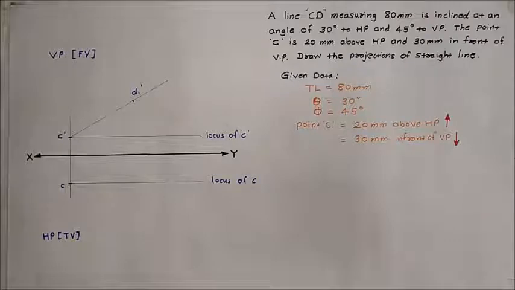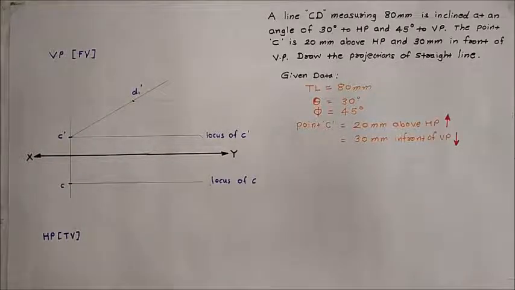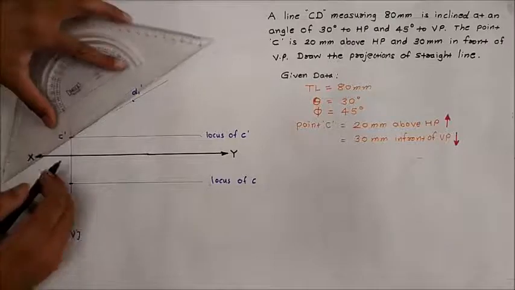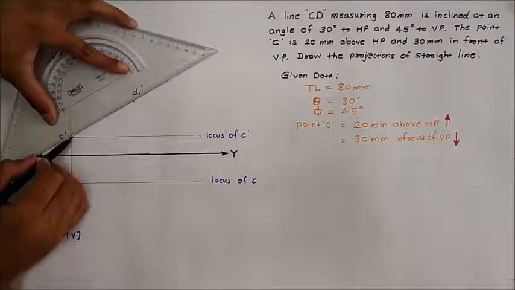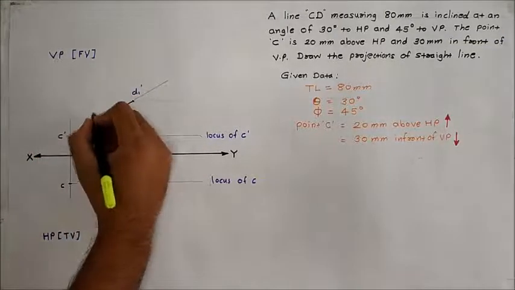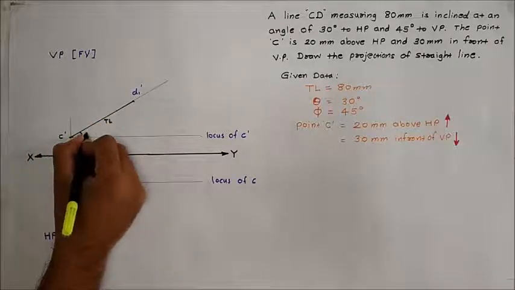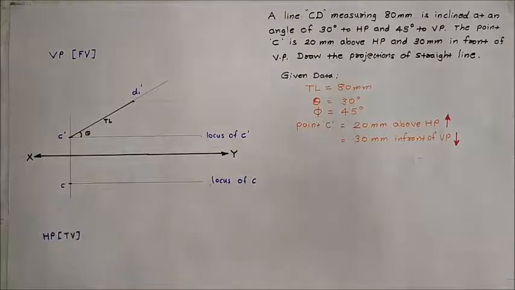Because the line is making an angle with both the vertical plane as well as the horizontal plane. So the true length of the line is not visible in any of the views, that is the front view as well as the top view. So this CD1 line is not our front view. That's why I have given the nomenclature as C-D1 dash. This C-D1 dash is the true length of the line which is making angle theta with the horizontal line.